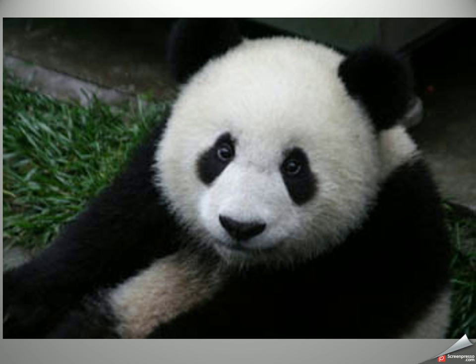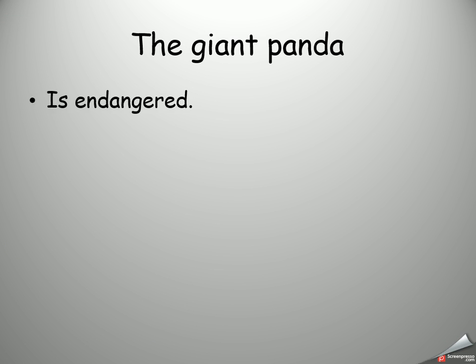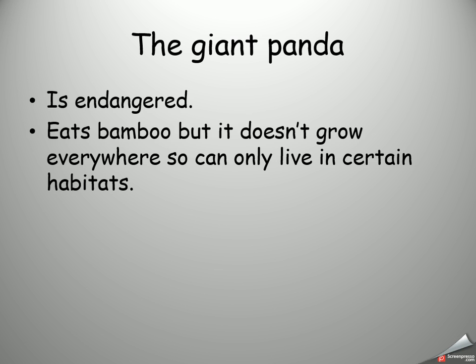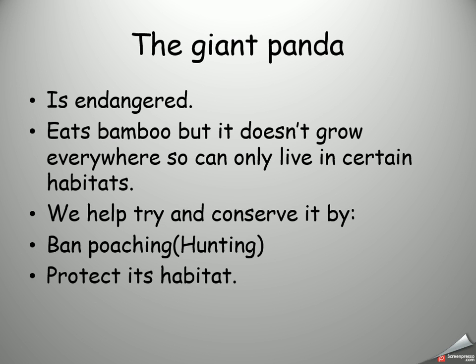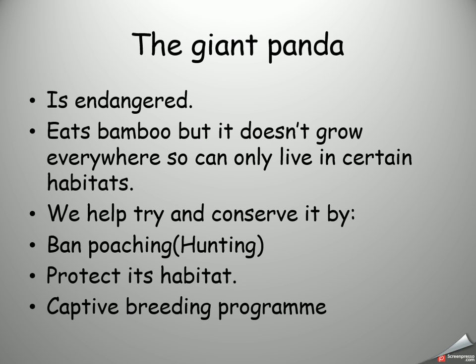This is the giant panda. Now, the giant panda, you have got to know why it's endangered. It only eats bamboo, which only grows in certain habitats. We try and conserve it, there's that word again, by banning poaching. Now, I'm not talking about eggs here, but poaching means shooting an animal. We also protect its habitat. We say, builders, don't build on this land, because that land is just for the bamboo where the giant panda lives. And we do captive breeding programs as well.